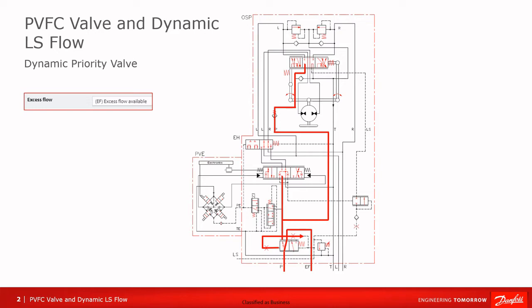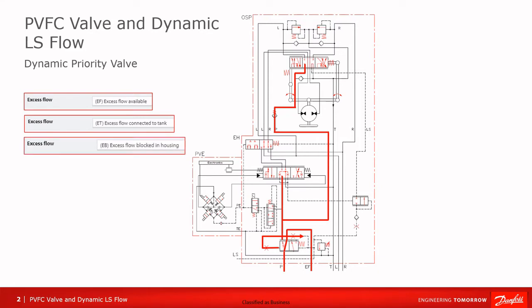In other configurations, this excess flow could be connected directly to the tank or blocked in the housing if there is an external priority valve or pressure compensated pump. In the configurator, this is denoted as ET for tank and EB for blocked in the housing.